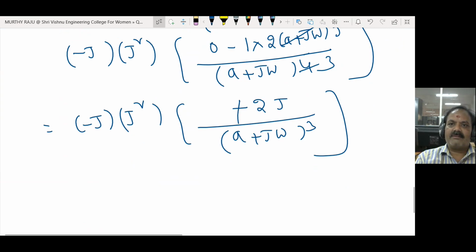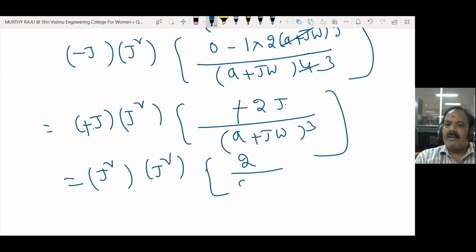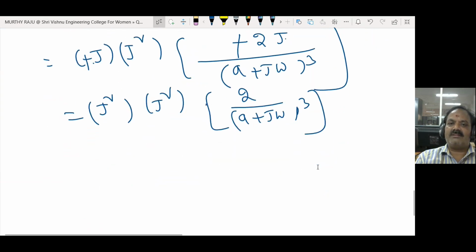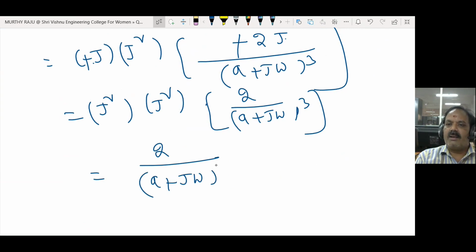Here minus cancels, j into j square, here j square 2 by a plus j omega. J square is minus 1, minus j square is minus 1, minus into minus plus, therefore 2 by a plus j omega whole cube. This is the Fourier transform of t square e power minus at u of t.